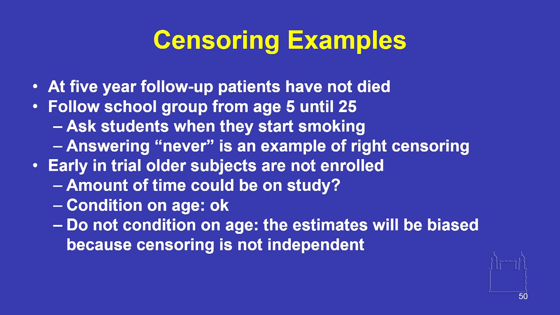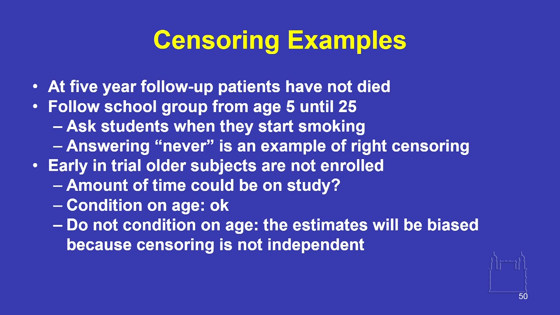Early in a trial, older subjects were not enrolled. The amount of time they could be on the study then is different than for those younger subjects. This is a problem. As long as I put age in the model, well, first I have to know I have the problem, but if I put age in the model, I can still get appropriate estimates. If I don't condition on age, my estimates are going to be biased, and we'll go through an example of that. So remember, time origin might be enrollment or when the treatment begins.